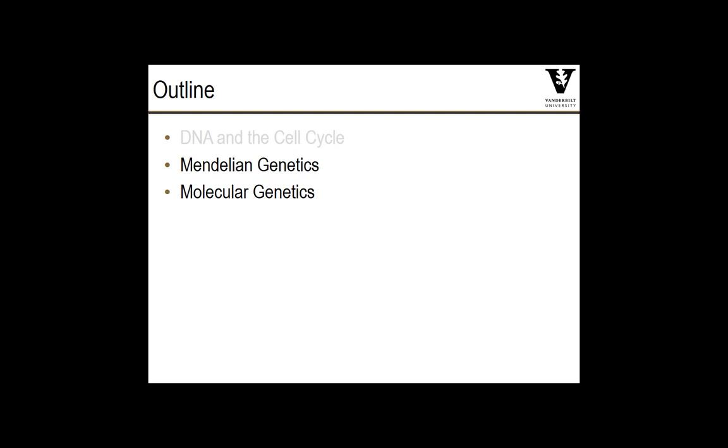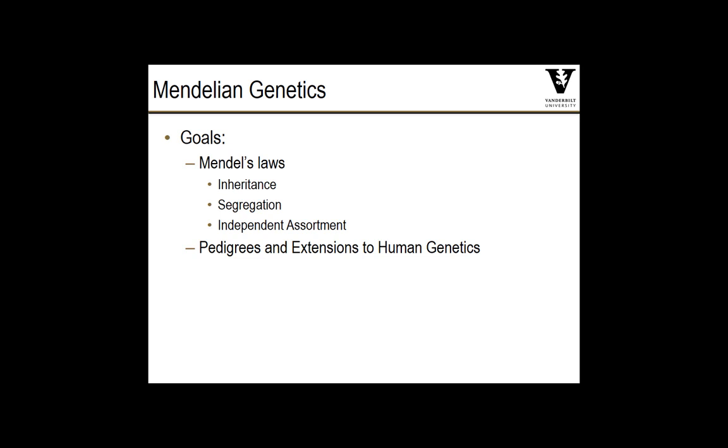All right, so I'm going to move on to Mendelian genetics here. And again, this will be a pretty brief overview, similar to what we just went through as a team. So the goals for this: I'm going to introduce Mendel's laws of inheritance, segregation, and independent assortment. And this is actually very related to what we just talked about in meiosis, even though at the time, Mendel wouldn't have known what we know on the molecular level. And I'll talk about pedigrees and how we can use these Mendelian laws to inform genetics that we run in human populations.